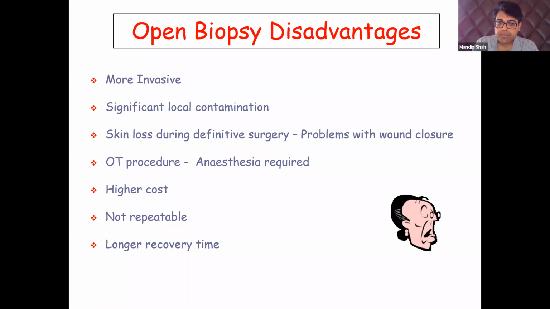It's an operation theater procedure, always requires anesthesia and hospitalization. The cost is higher. It is not repeatable, and the recovery time is longer, because many of these patients will go on to receive chemotherapy immediately once the diagnosis is made. And the medical oncologists have concerns of wound healing. They say, once the wound heals, only then we'll start the chemotherapy. So sometimes it takes almost 7 to 10 days before they can start the chemotherapy.